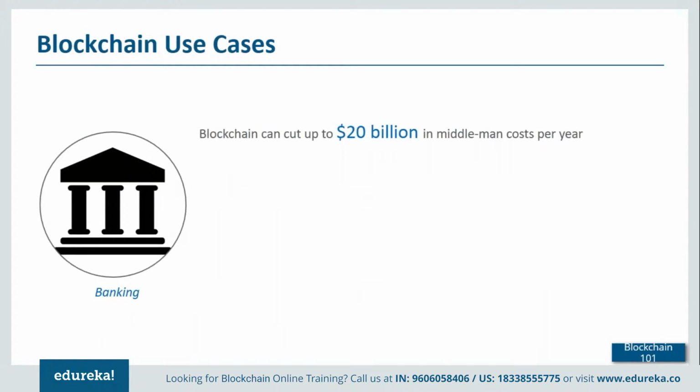Now, in the banking domain, by implementing blockchain, you can basically cut across $20 billion worth of middleman cost. This $20 billion includes the middleman transaction fees that you pay to various banks and financial organizations. Now, wouldn't you like to get rid of all the transaction fees that you have to pay every now and then? Definitely I would like to.